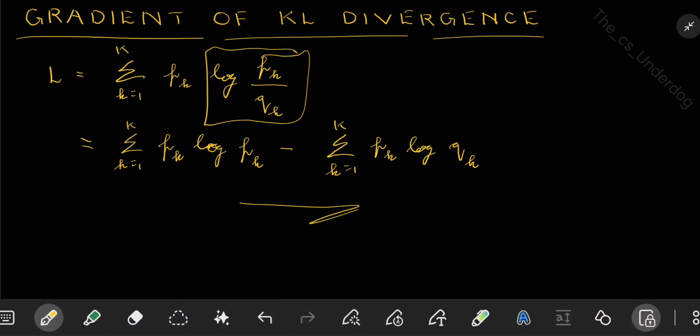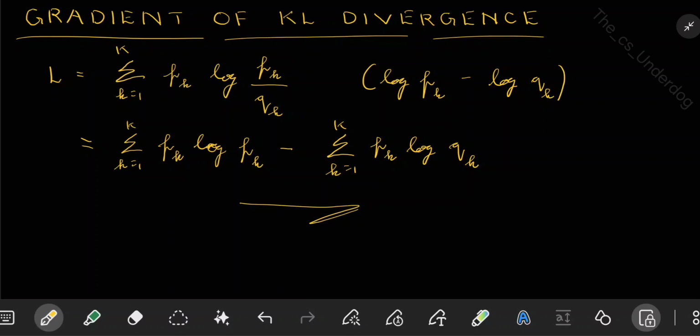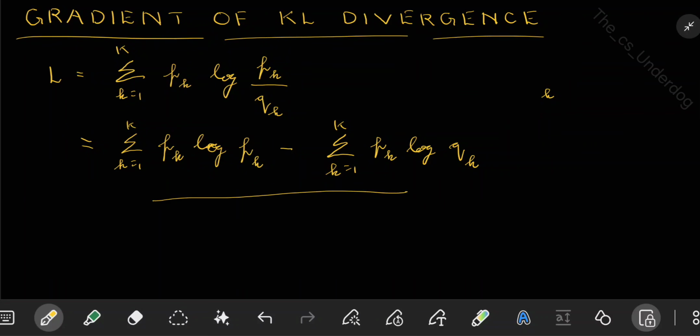So how did I get this? Log a by b can be written as log a minus log b. So this will become log pk minus log qk. Then I simply split it. Once I write in this form, then if I multiply with this pk, it becomes pk into log pk minus pk into log qk.